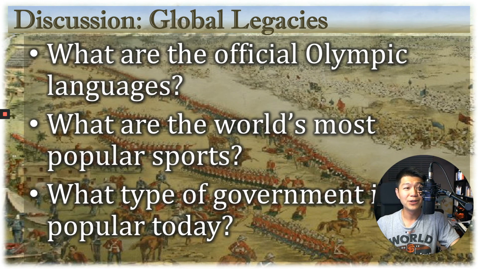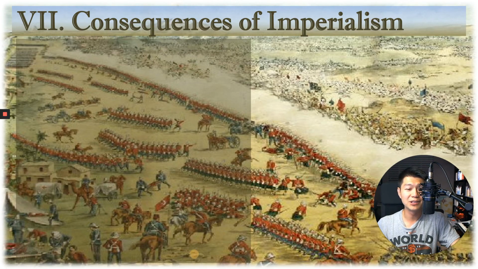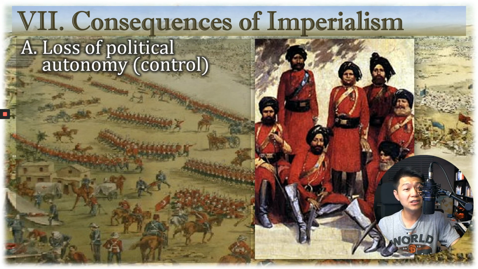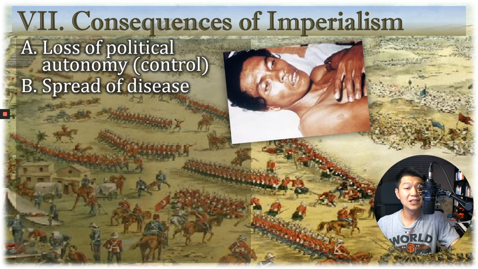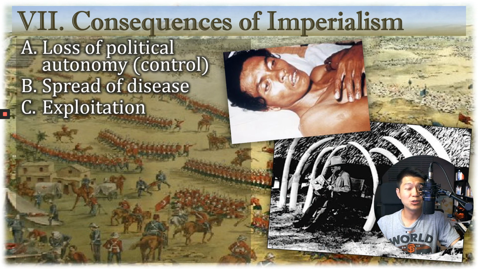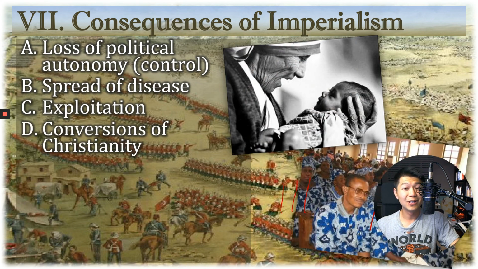So there are a number of consequences to imperialism. The most straightforward of all is the loss of political autonomy. In other words, you don't control your own lands anymore. The spread of diseases all across the globe, exploitation of natural resources. What do you do when you go on safari? Look at animals? No, the whole point is you kill, you slaughter for the sake of sport. Christianity becomes the most prevalent religion in the world.